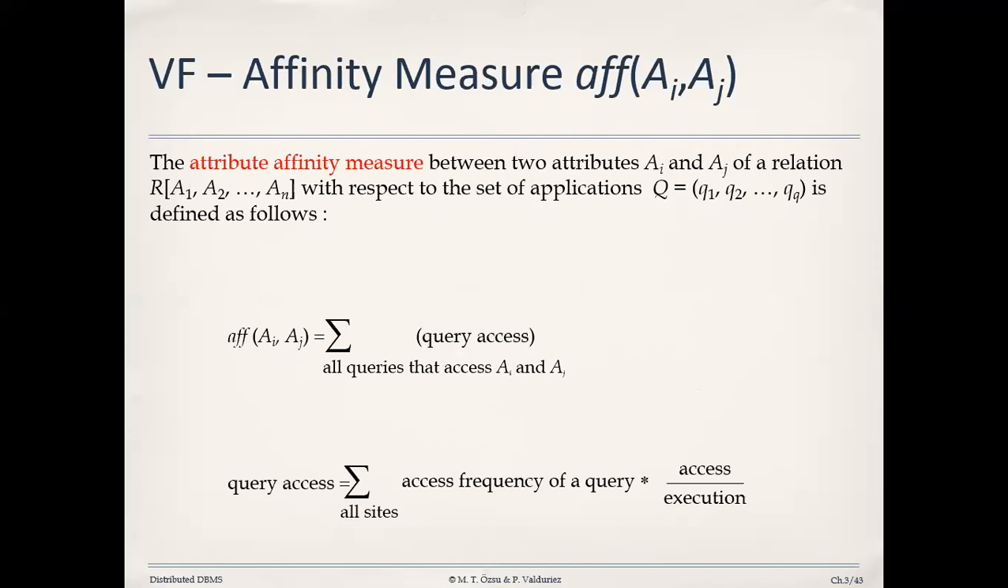How do we calculate the affinity? Affinity of Ai, Aj is equal to big sigma over all queries that access Ai and Aj, and inside the brackets, what is written? Query access. And what is query access? Query access is the sigma over all sites of the access frequency of a query. What is meant by access frequency?